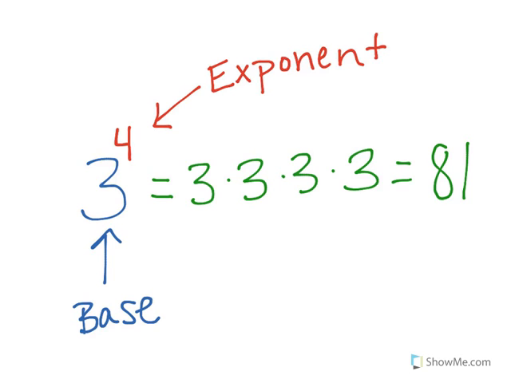Now a lot of students will say, oh, 3 to the 4th power, okay, well 3 times 4 equals 12. Well, if you notice, that is not the correct answer. So please, please, please do not think that 3 to the 4th power is 3 times 4. 3 to the 4th power is 3 times 3 times 3 times 3. Again, our base, our big number, shows up 4 times.